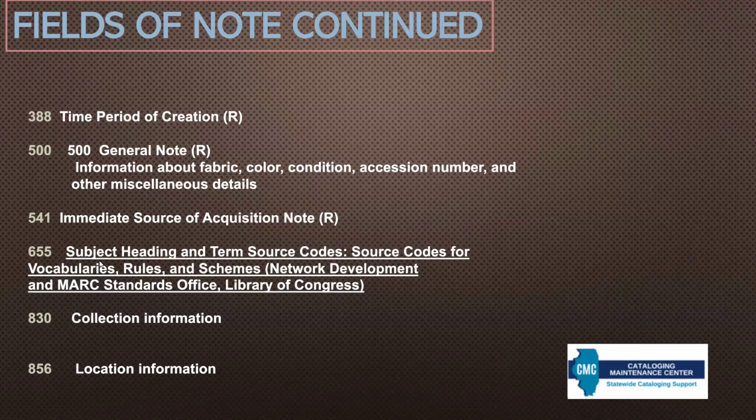All right, so in the 655, since these are objects in realia, I wanted to add subject headings that were from something other than Library of Congress. So I added some AAT headings. If you click on this link on the slide, it will take you to a list of different vocabularies that you can use for the 655. In the 830 is the collection information, and 856 is the location information.